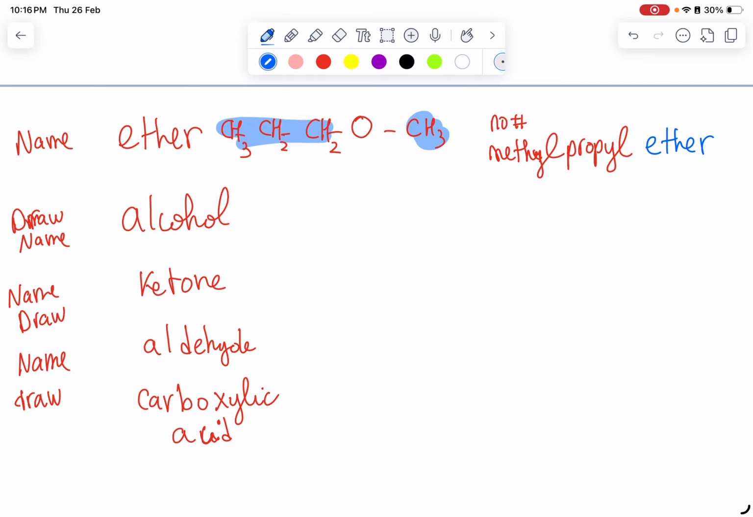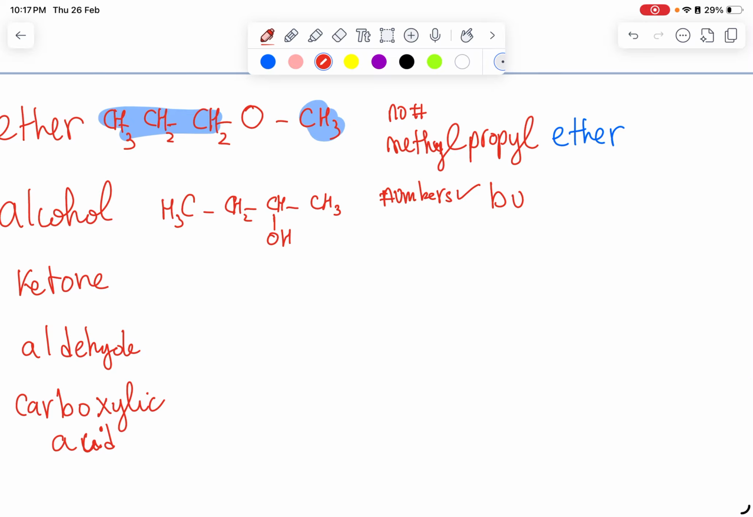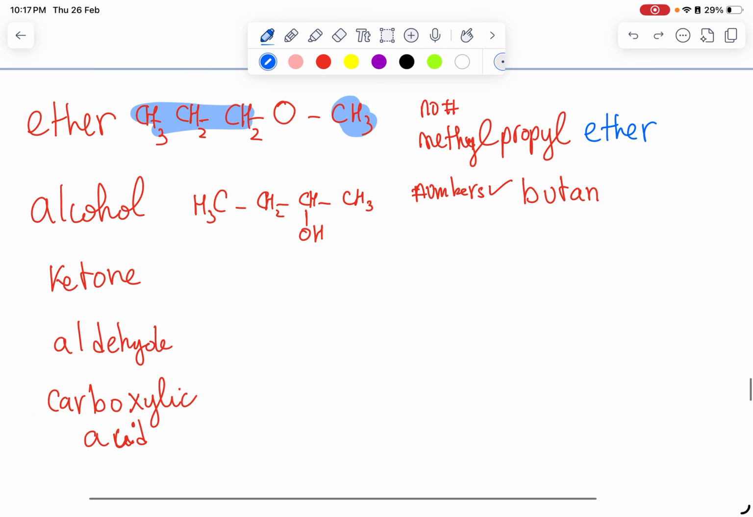Now, if I have 4 carbons and I have an alcohol, I want to name an alcohol. The OH could be here, or the OH could be here, for example. So definitely, I need to use numbers. The name of this one would be butane, but instead of the E here, this is an alcohol. We're gonna end it with ol, butanol. Where exactly? On the second, 2-butanol.